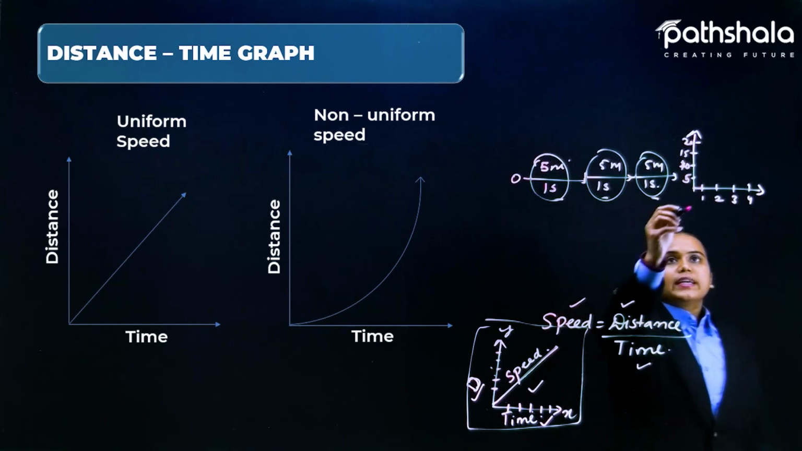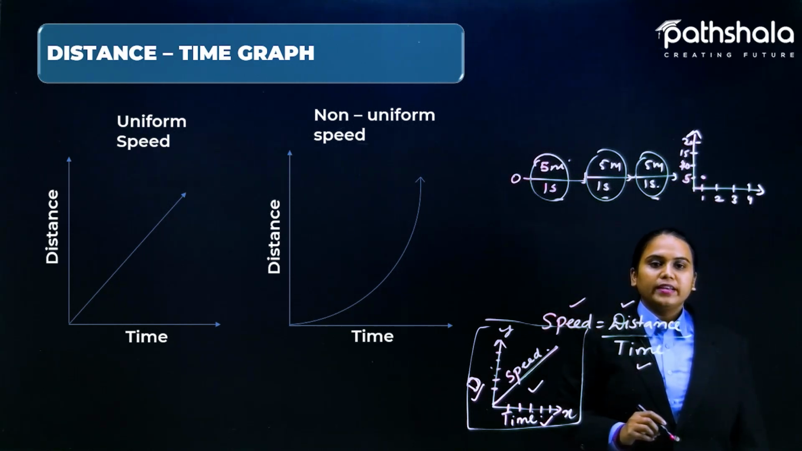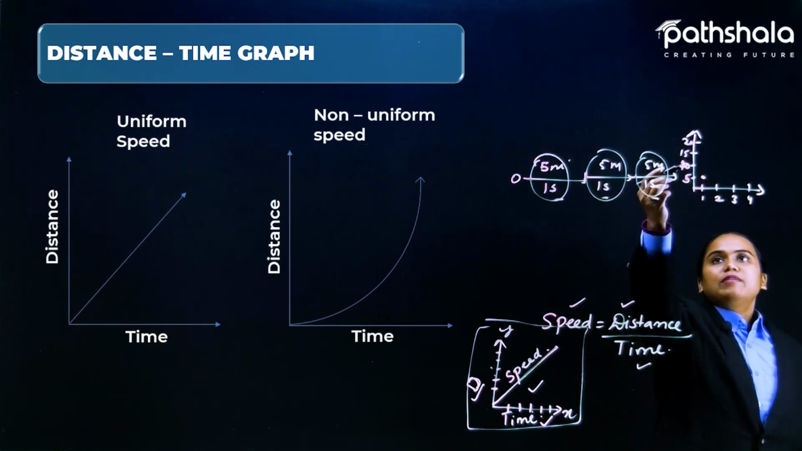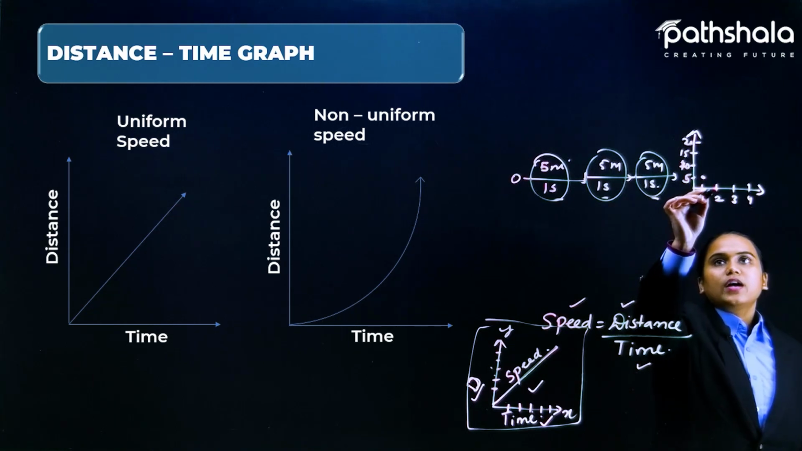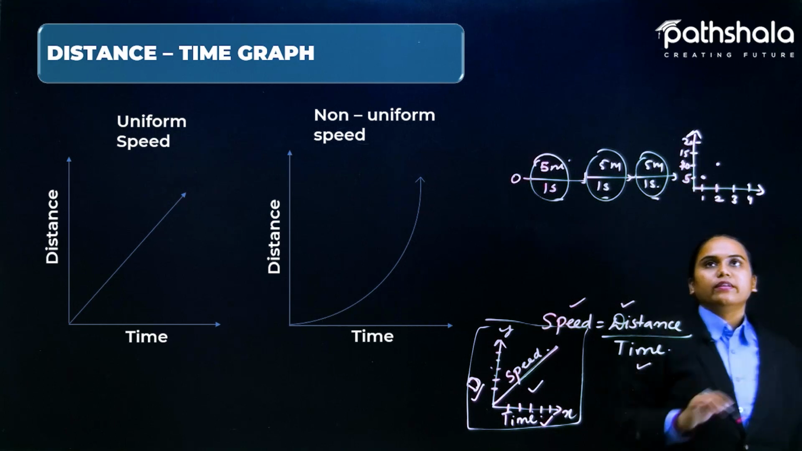Okay, so for 1 second it has covered 5 meters of distance. So we are marking it here. For another 1 second, again 5. So 5 plus 5 is 10. Okay, so another 1 second, 5 plus 5 is 10. So we are going to point it here.